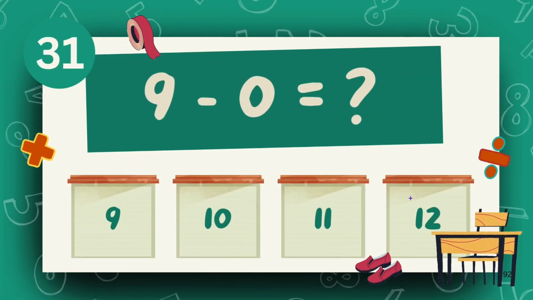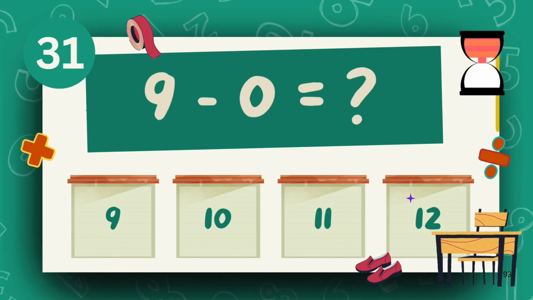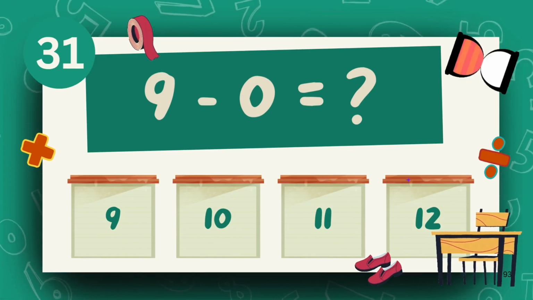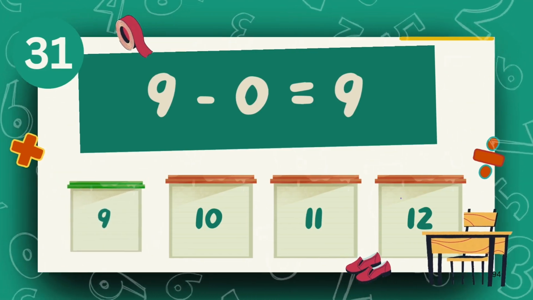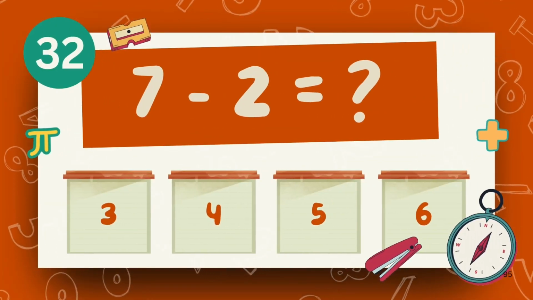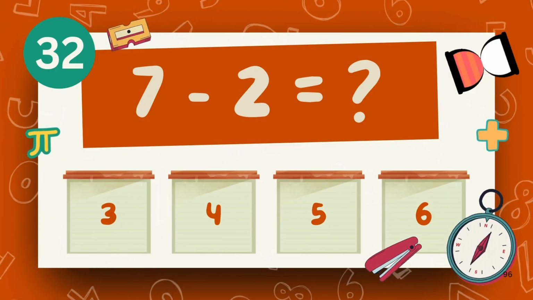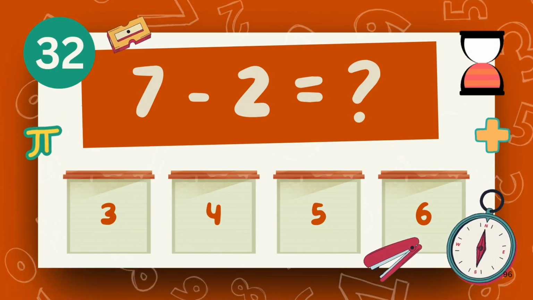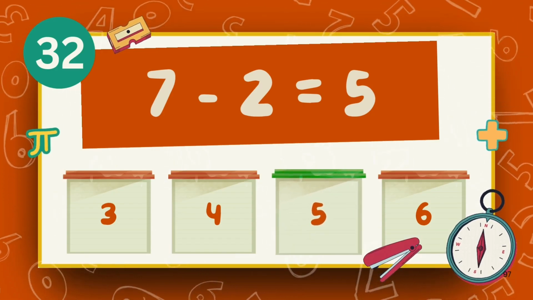What is 9 minus 0? The answer is 9. What is 7 minus 2? The answer is 5.